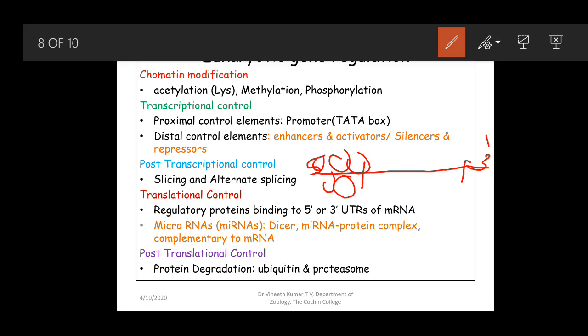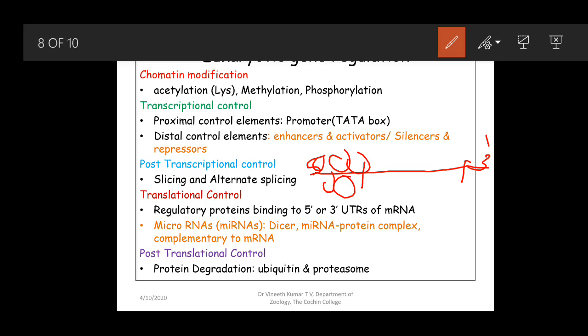If a particular mRNA should not be translated, the cell produces more and more miRNA which is complementary to that mRNA. They will go and bind to that mRNA and form double-stranded structures. That mRNA will not be translated. An mRNA which is single-stranded is usually translated by the ribosome. When it becomes double-stranded by the binding of miRNA, it will not be translated. So that is the next level of control by miRNAs.